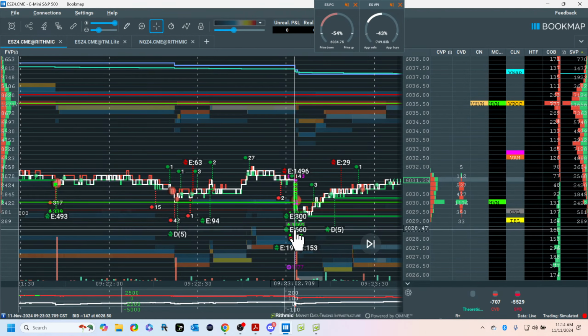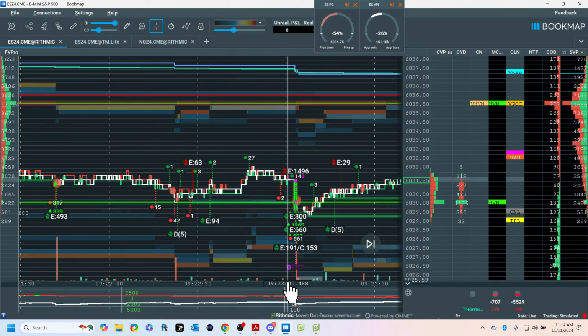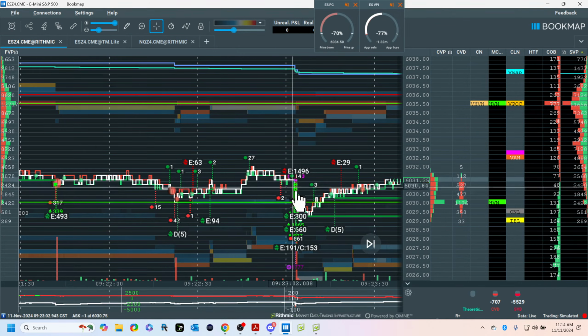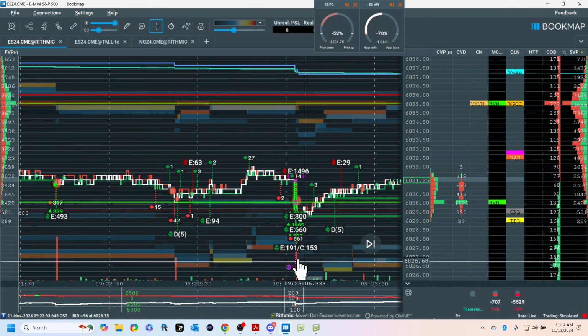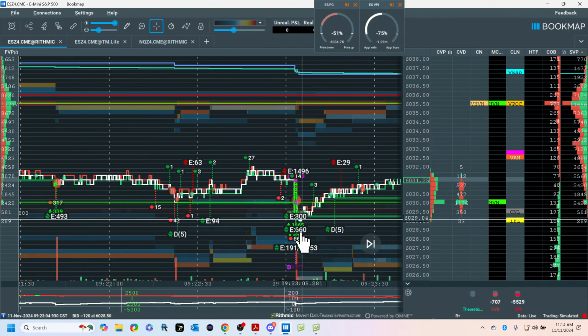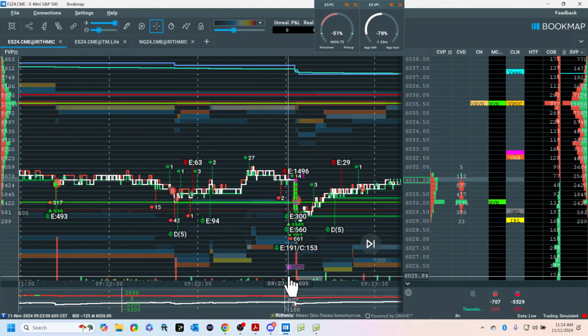This is an extreme. Now, I don't know what's going to happen here. We could just roll right through this. But what do I see? I see the absorption. I see the big volume going off. I see the buyers on the other side. So you got 1,400 versus roughly about 1,400 here. And 661 sell stops. Now I have a picture.